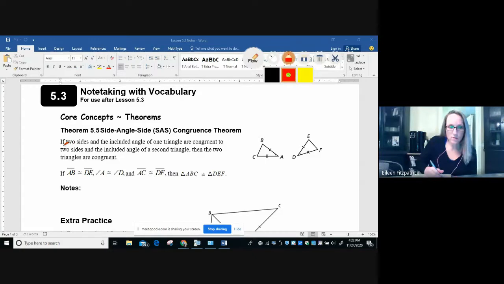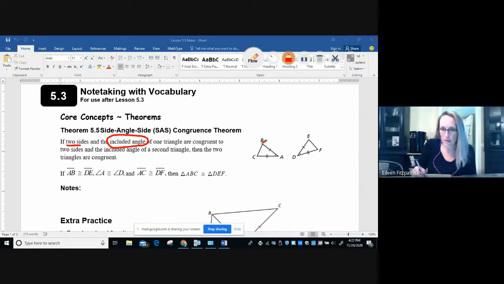Again, it's talking about two sides and the included angle, that part's important, of one triangle. Here we have a side. Here we have an angle, which is labeled with an A as well, and another side. The two sides that have the tick marks, the two sides that I traced, are the two sides that form that angle, which is why that angle is known as the included angle.